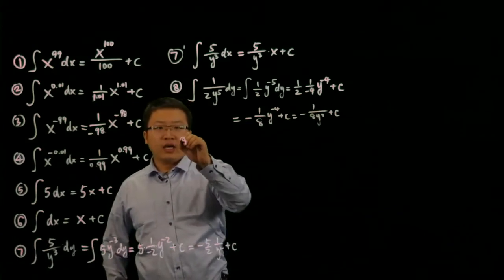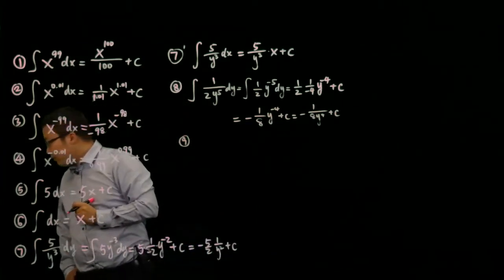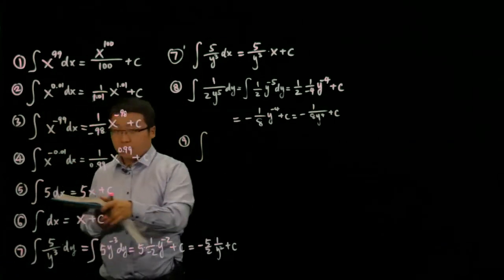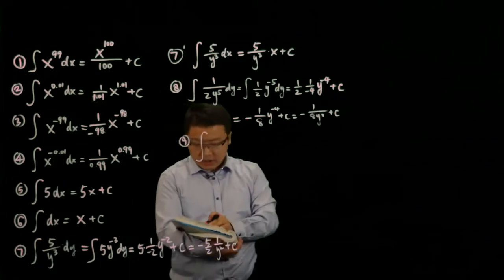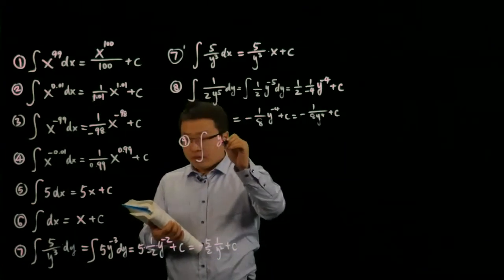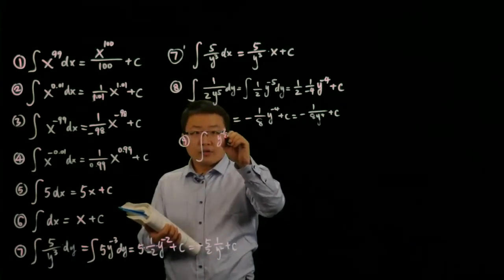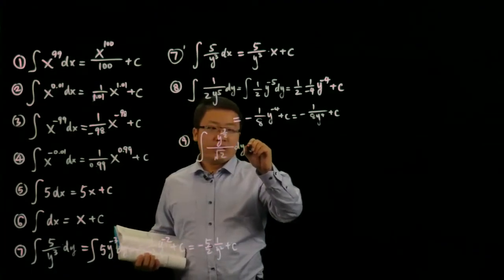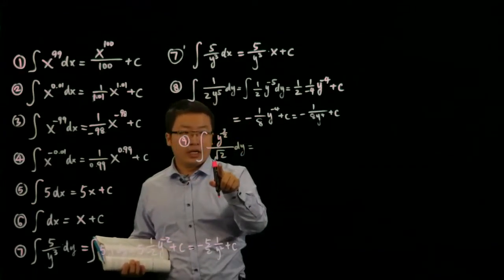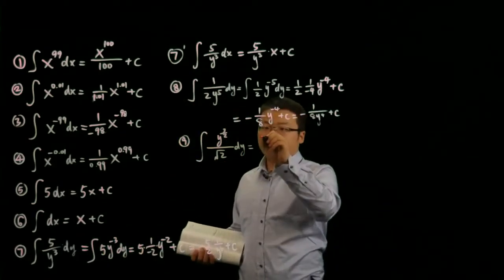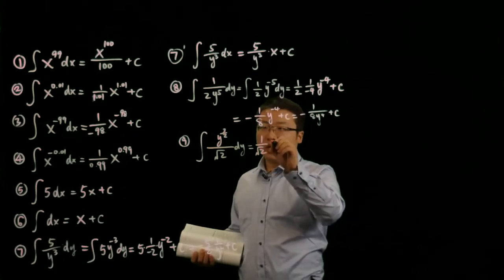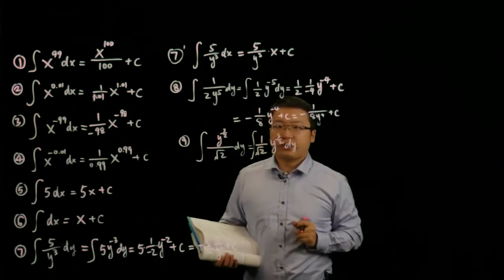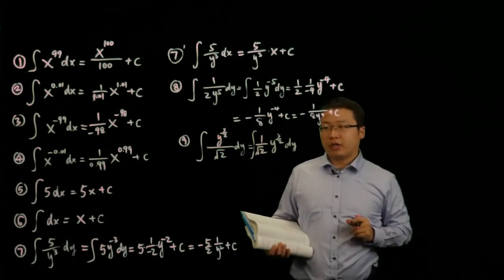Okay, number 9. The question is the integral of y to the power of 3 over 2 over the square root of 2 dy. And the square root of 2 is a constant value. Therefore, it's 1 over square root of 2 times the integral of y to the 3 over 2 dy. That's the question you're trying to work with.